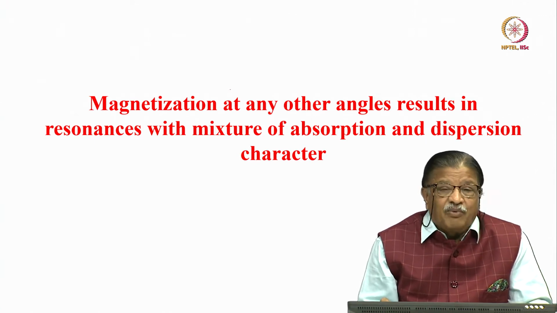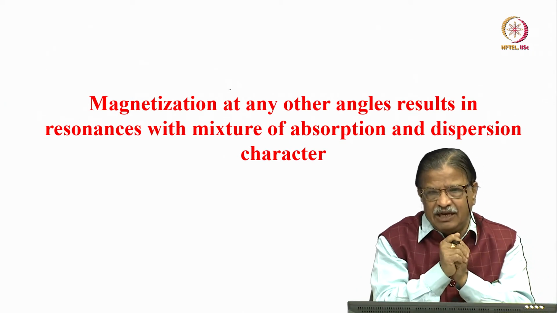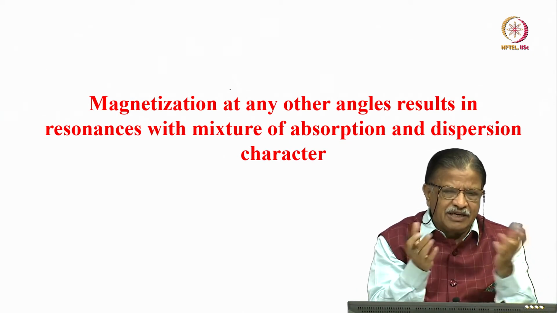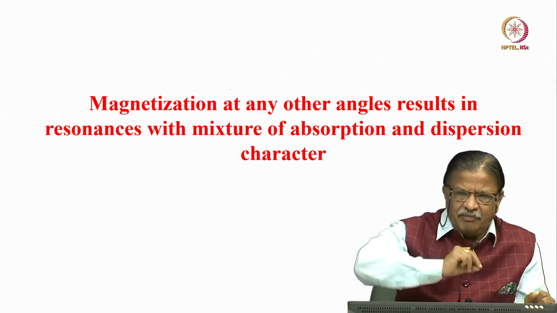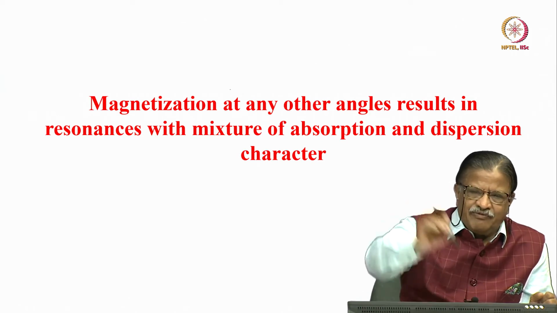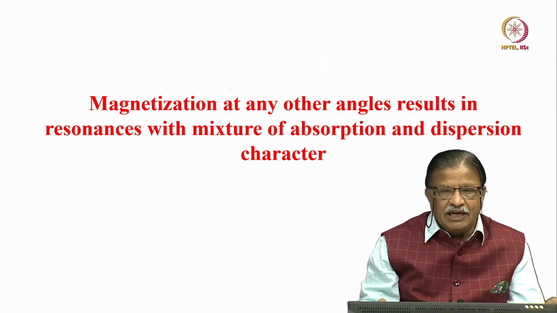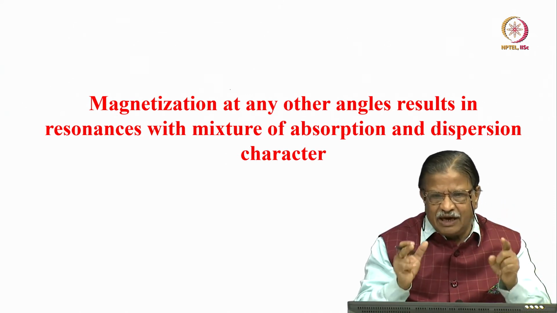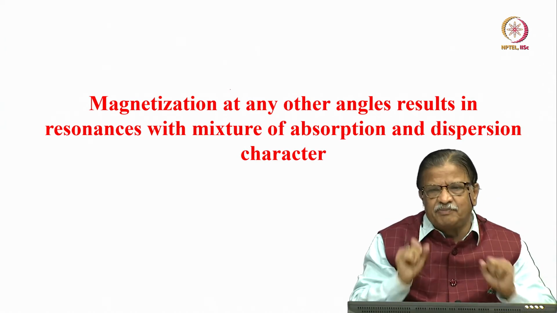You may ask me a question, what happens if I apply the magnetization at any other angle? At any other angle, instead of being at the x axis or y axis, I have a receiver, and I will tilt the magnetization to in between, let us say x and z axis, somewhere at 45 degrees. What is the type of signal I get? It is neither absorption nor dispersion, it is a mixture phase. It has both absorption and dispersion character.